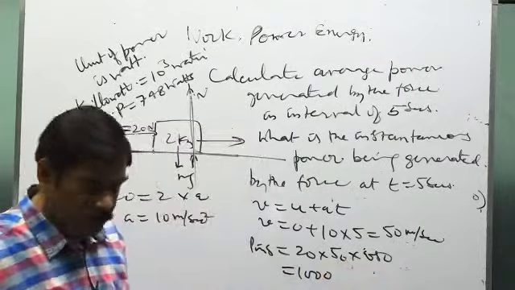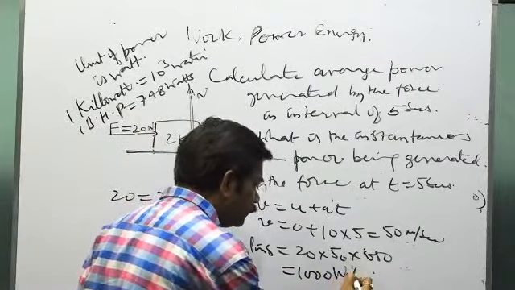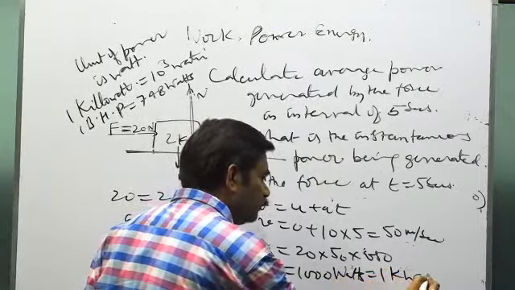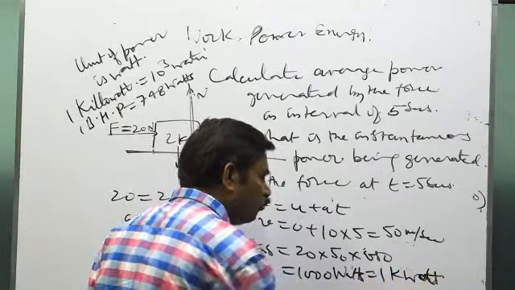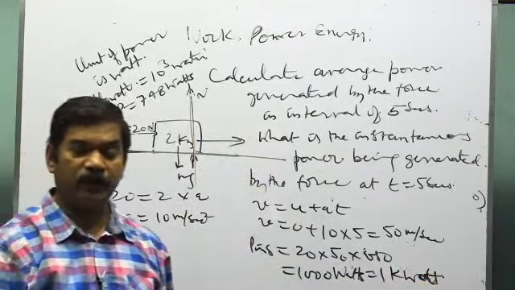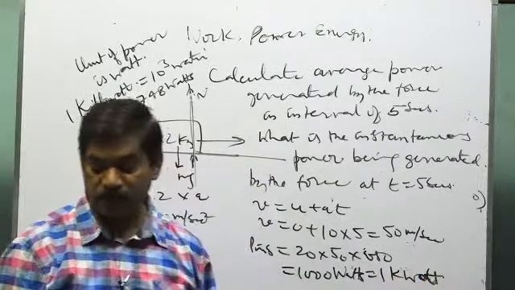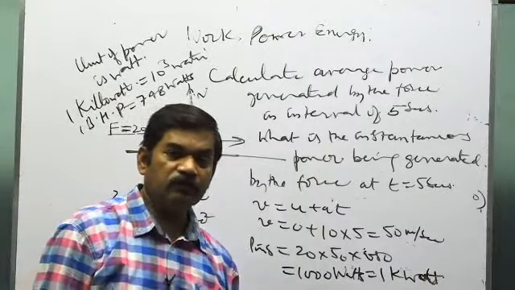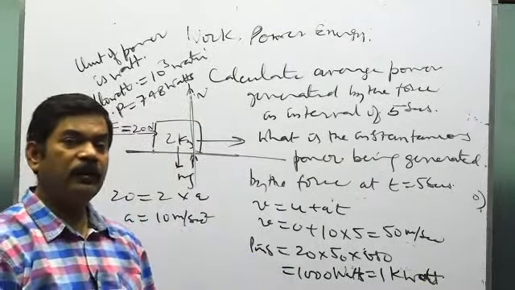So 1000 watts means 1 kilowatt of power is being generated by the force. This is how to calculate the instantaneous power also. Did you understand this? So the calculation is generally simple, and what is it?